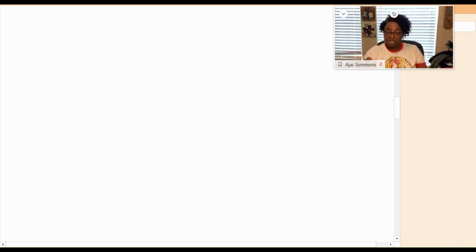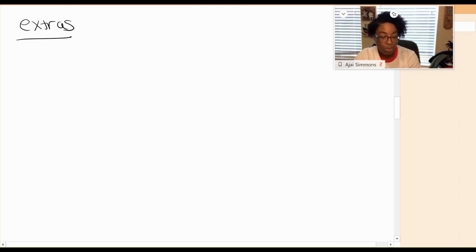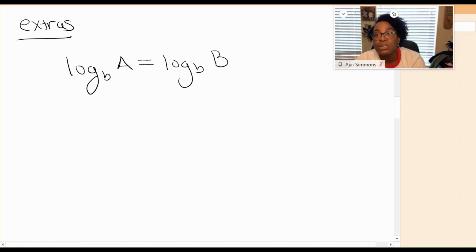And this is just some extra stuff. Another rule that I feel is helpful, and this is just from looking at my math lab and homework problems and exam problems. If you have a situation like this, and you'll probably see something like this in your homework, let's say you have log base b of A is equal to log base b of capital B.